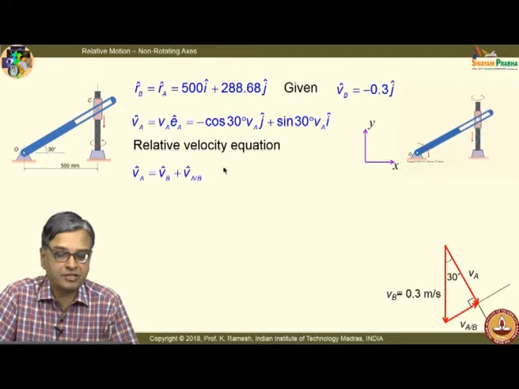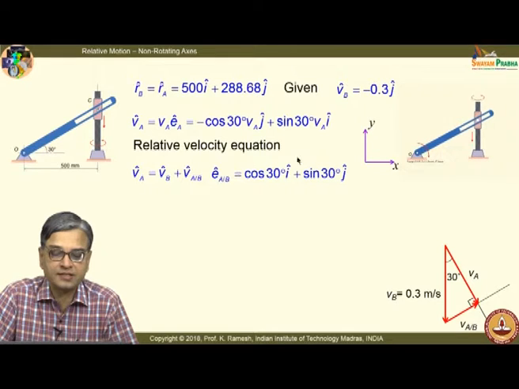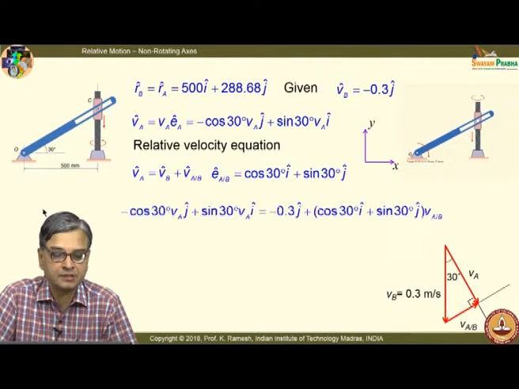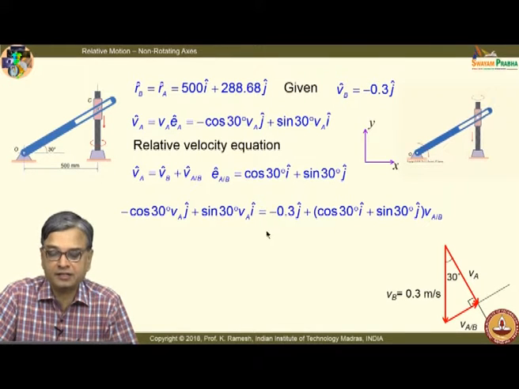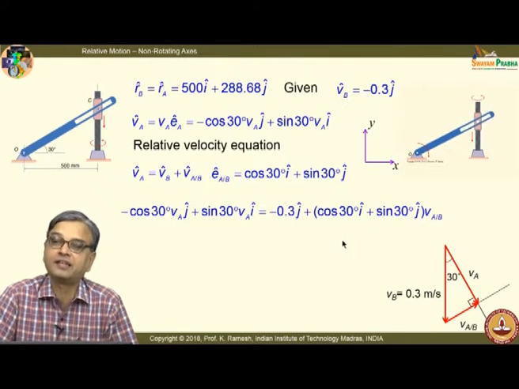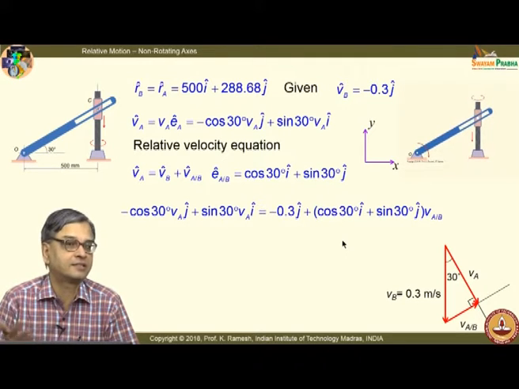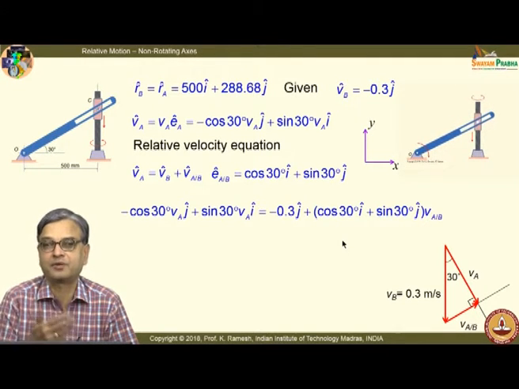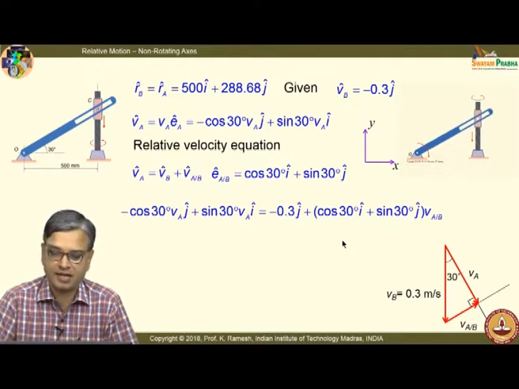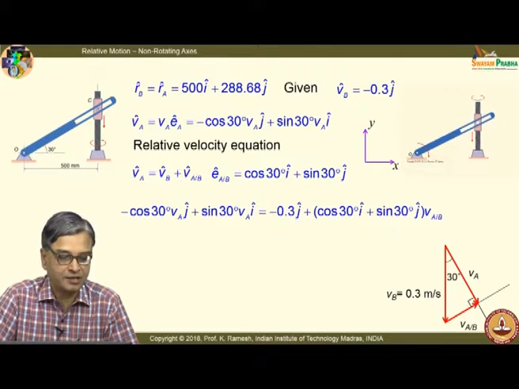and the relative velocity equation is like this. So, we also know what is the unit vector EAB, and again the usual procedure, collect the I terms and j terms, and then you will get sufficient number of equations for you to solve for the unknowns. So, that is what we are going to do.